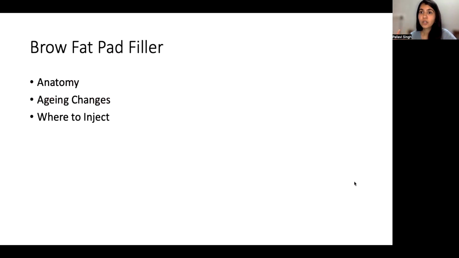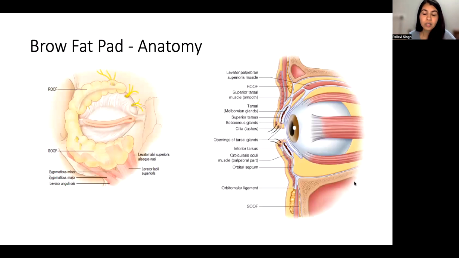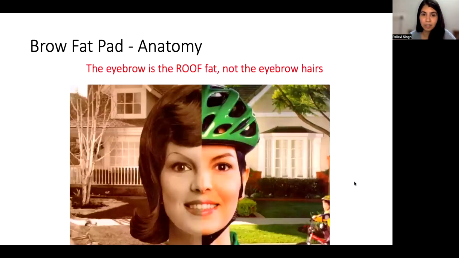So, talking about area specific tips, one of my favorite areas to inject is the brow fat pad. Now, we all know the anatomy of the brow fat pad. It is the ROOF, which is the retro-orbicularis oculi fat. It meets in the lower lid, it meets the SOOF over the lateral orbital rim. And essentially, with aging, you see a deflation of these fat pads. And what we're trying to do when we're injecting filler here is just revolumize these fat pads.